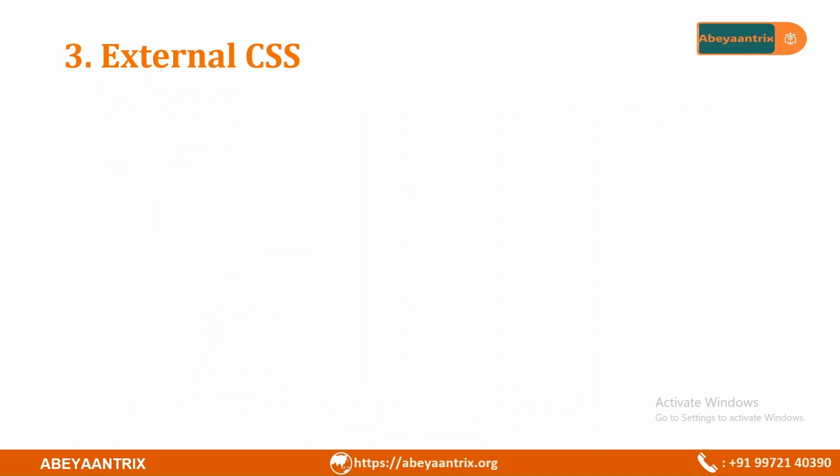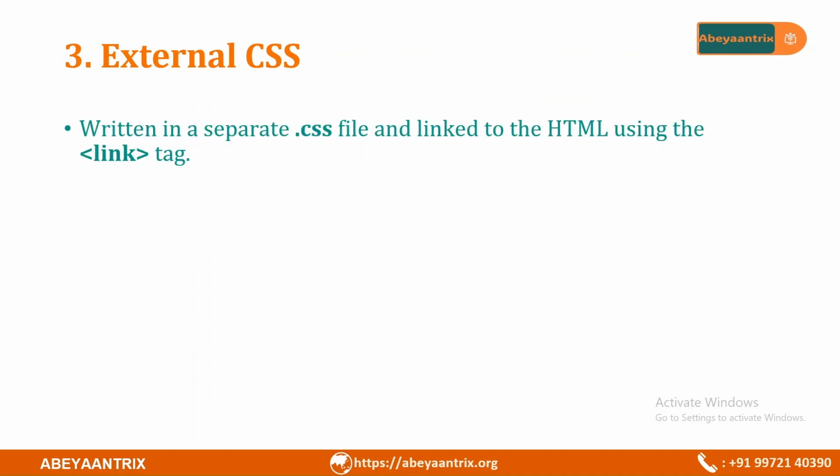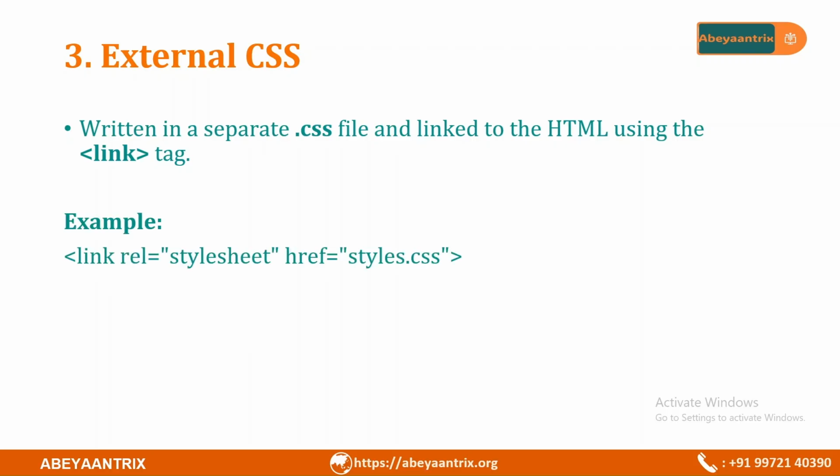This is written in a separate file with a .css extension and linked to your HTML using the link tag. This is the most professional approach, as it enables reusability and keeps your code organized. You can see the example here: link rel, rel means relation, equals stylesheet, href. You already used href in HTML; href means hyperlink reference. It contains the file name, so style.css, or you can give any other name. That name you should write here, that is the CSS file.